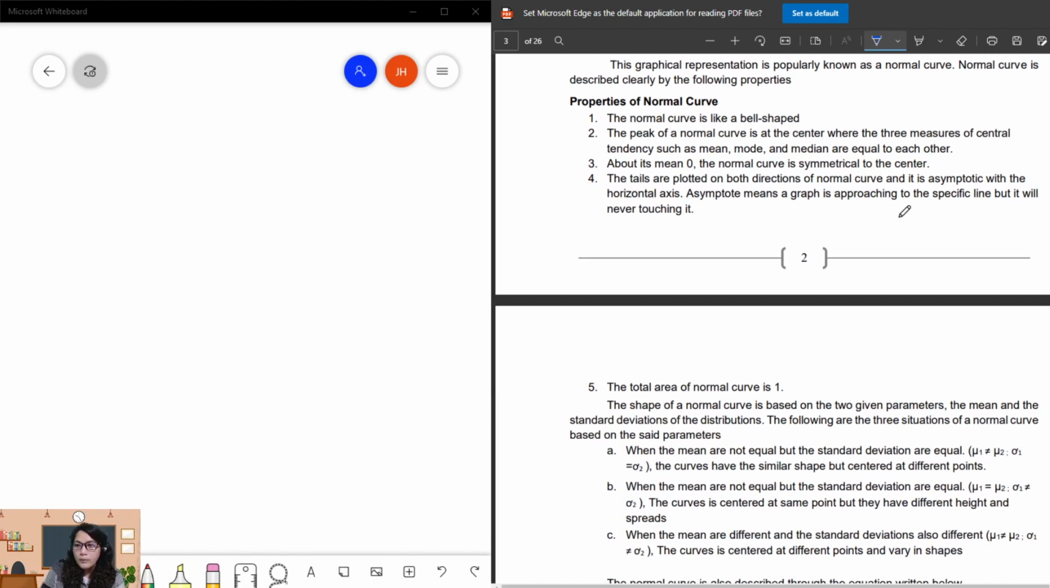So, normal curve, remember the properties of the normal curve. Number 1, the normal curve is a bell shape. Yes, it's a bell shape. The peak of the normal curve is at the center, where the 3 measures of central tendency such as mean, mode, and median are equal. So the center here is what you call the mean. That will be equal to the mode, and that will be equal to the median.